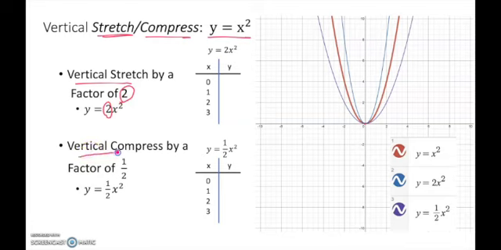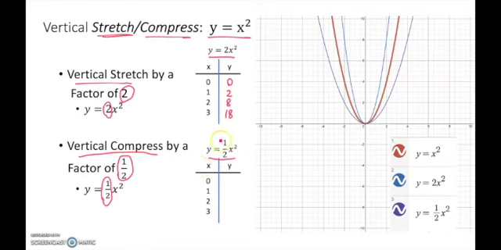And then next, we're going to vertically compress by a factor of 1/2. And to do that, we're going to place a fraction right in front of that x squared term. So let's check out y is equal to 2x squared and y is equal to 1/2 x squared. When we plug in 0 into x, we'll get 0 squared is 0. 0 times 2 is 0. What about 1? 1 squared is 1. 1 times 2 is 2. 2 squared is 4. 4 times 2 is 8. And 3 squared is 9. 9 times 2 is 18.